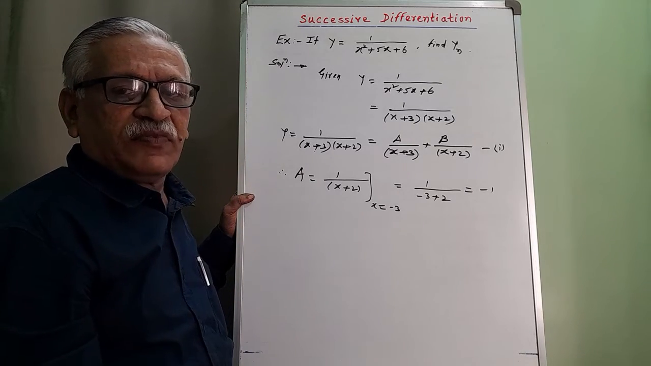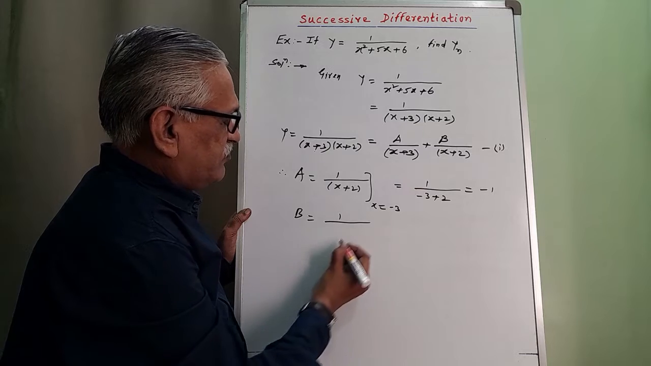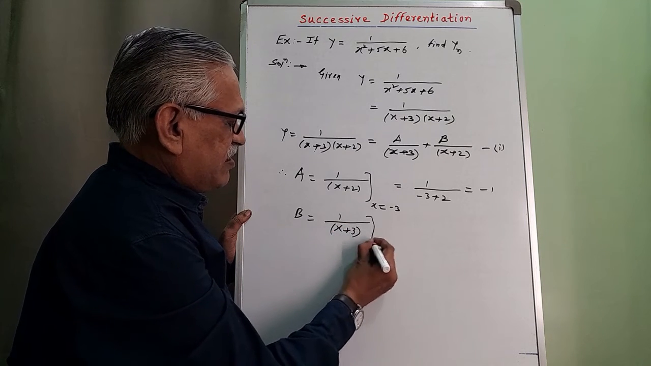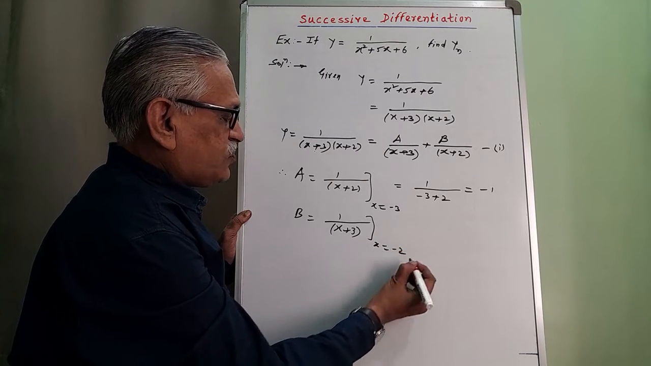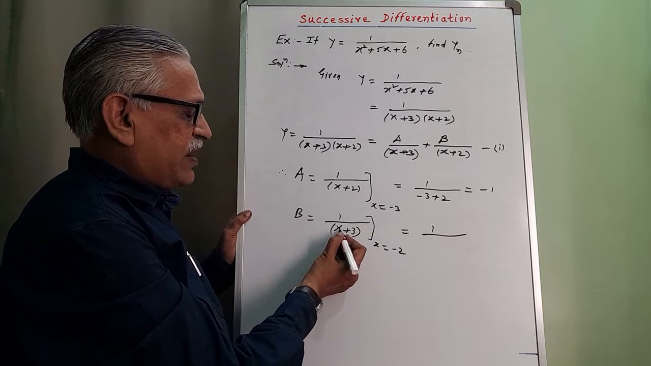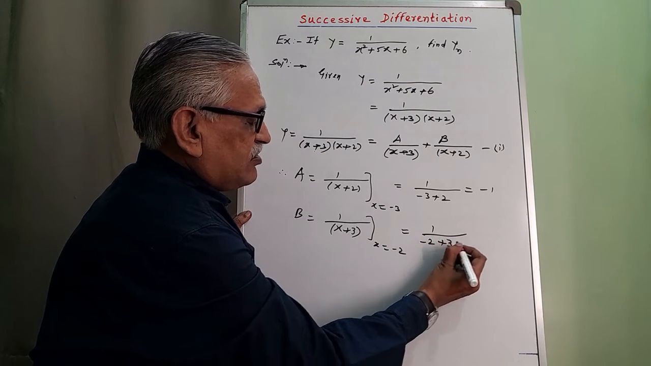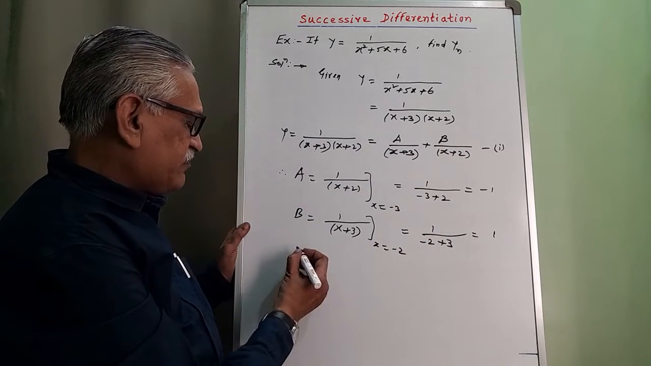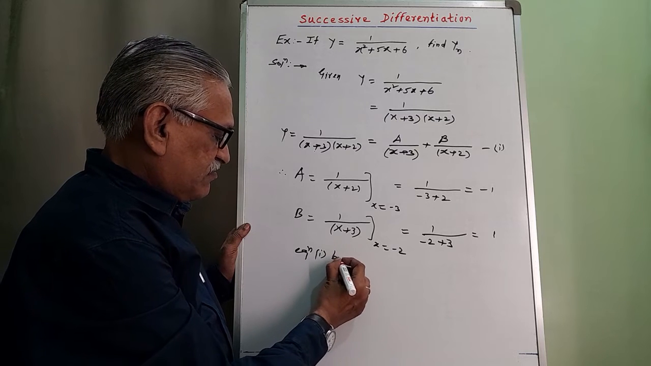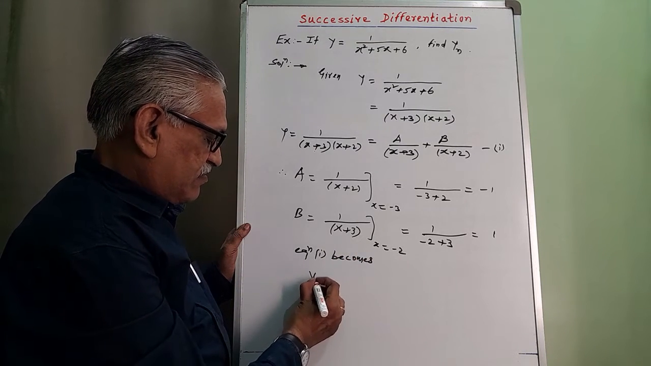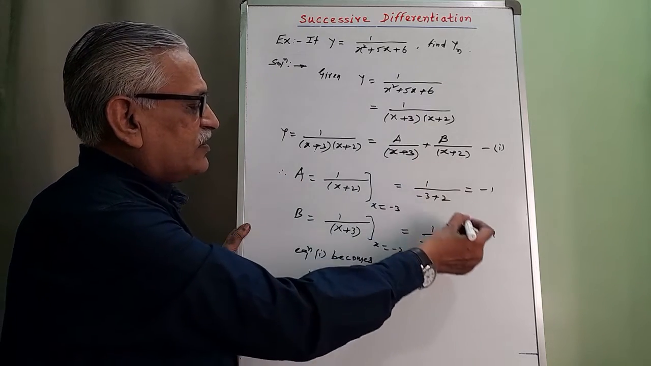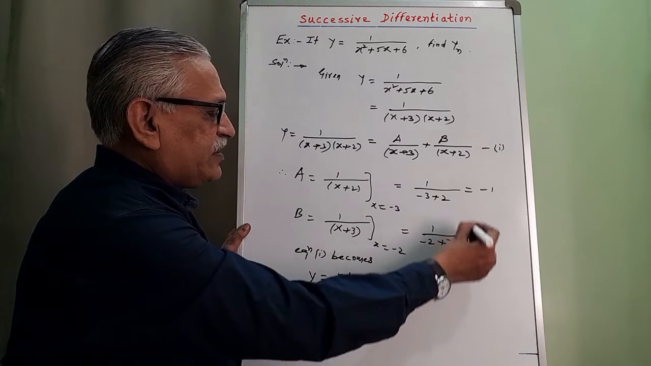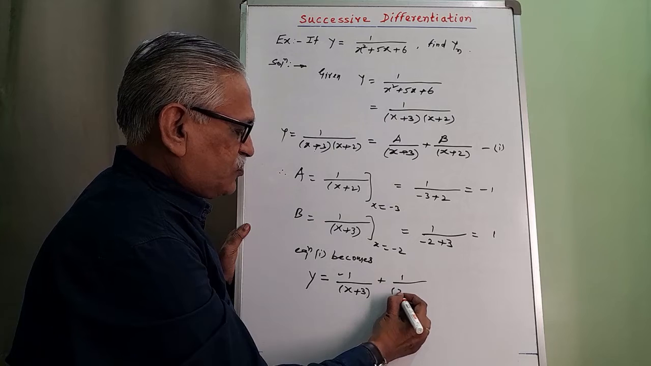Substituting this value here, we get 1 upon minus 3 plus 2, and therefore the value is minus 1. And B is equal to 1 upon, this time we neglect x plus 2, remaining is x plus 3 at x is equal to minus 2. If we substitute that value minus 2 here, minus 2 plus 3, we get 1 by 1, nothing but 1. Then substituting these values of A and B in equation 1, y is equal to minus 1 divided by x plus 3 and 1 upon x plus 2.